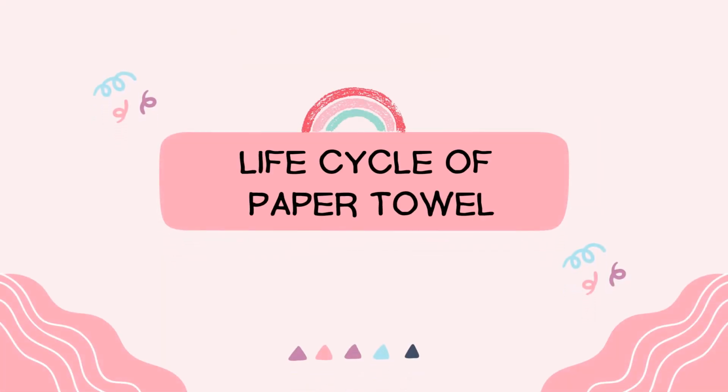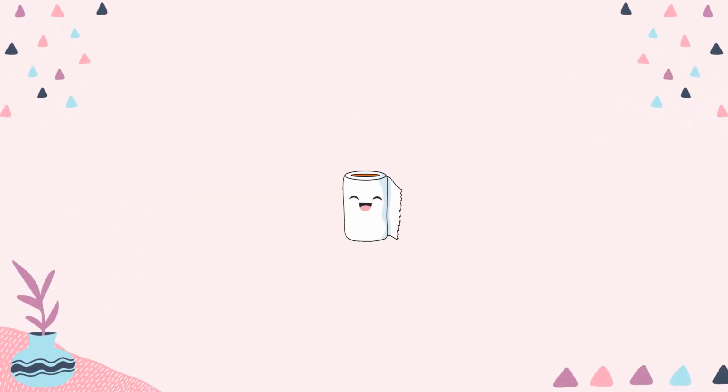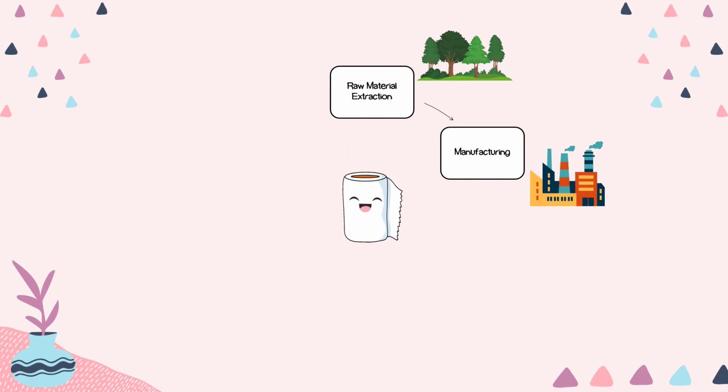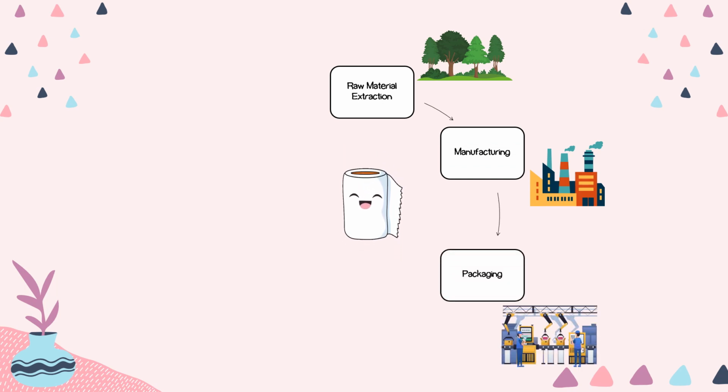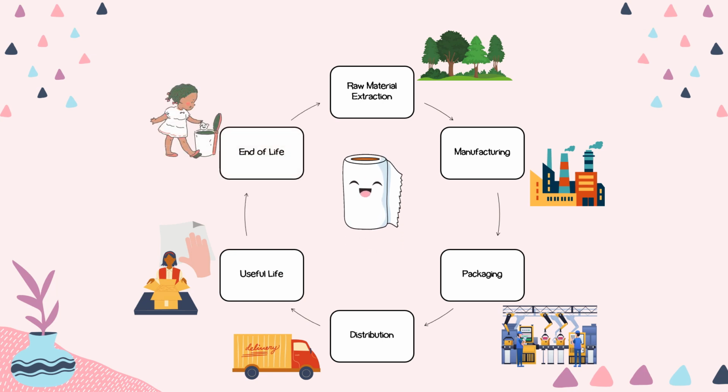Next, we will look into the life cycle of paper towel. Did you know, there are 6 phases of the paper towel life cycle? It starts from the raw material extraction phase, then continues to the manufacturing process, packaging, distribution, useful life, and lastly it ends with the end of life phase. Next, we will go into the details of each phase of the paper towel life cycle.